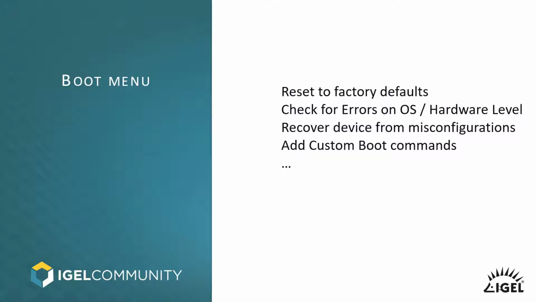But in general, besides the fact that you can reset the device, you can also check for errors on the operating system and hardware level, so checking if some partitions or some CRC errors happened on your disk. Also, misconfigurations. If you have a script, a post-session command, a final network command, or even a custom partition that breaks your device, you have a last chance to get rid of it by going to the boot menu and changing the configurations. Last but not least, not so often used, you can also add custom boot commands for supporting specific touchpads or sometimes specific graphic drivers.